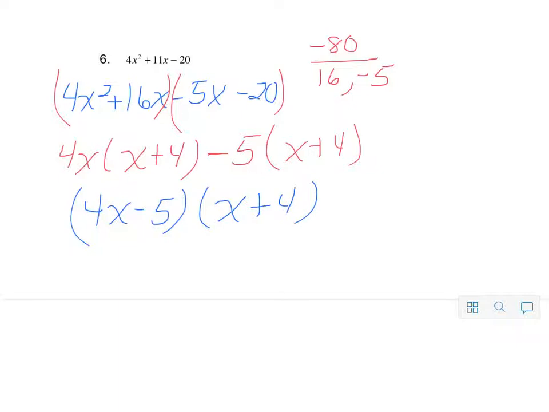Now I'm going to double check. Can any of those binomials be factored even more? Because sometimes they may be able to. And in this case, no. I'm set, so there's my answer.